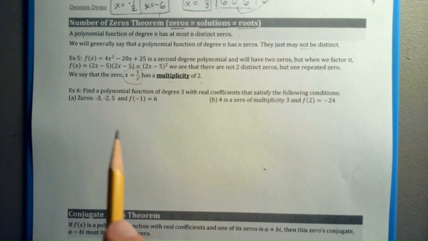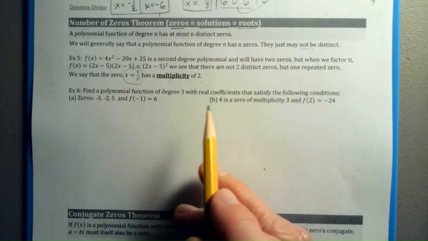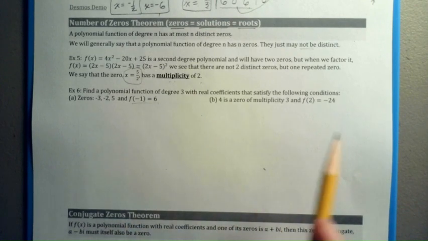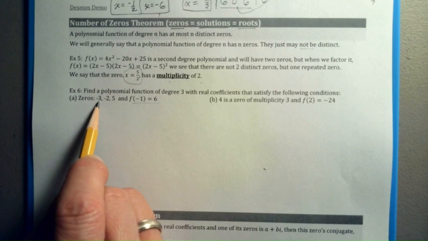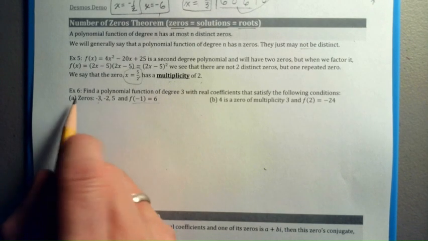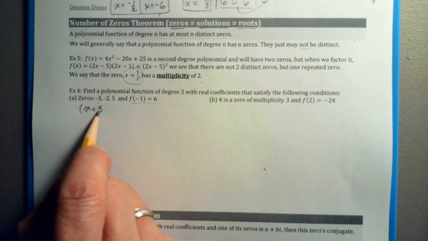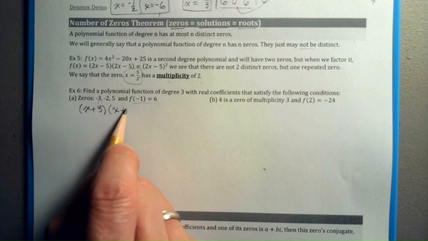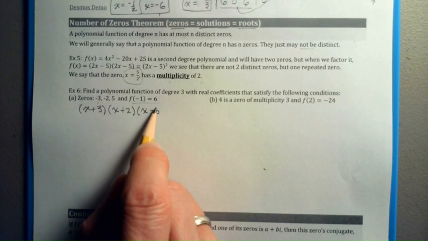Number 6 says, find the polynomial function of degree 3 with real coefficients that satisfies the following conditions. And so this is the condition we're looking at. So if a 0 is negative 3, what binomial would we have solved? That is just x plus 3, right, would be the binomial. And so for negative 2, it would be x plus 2. And for 5, it would be x minus 5.